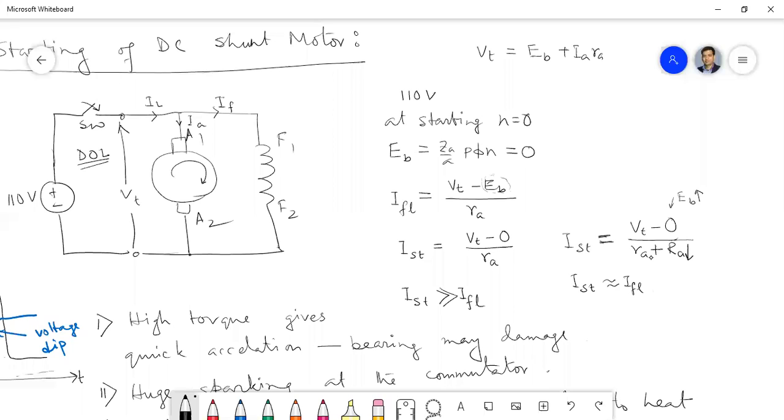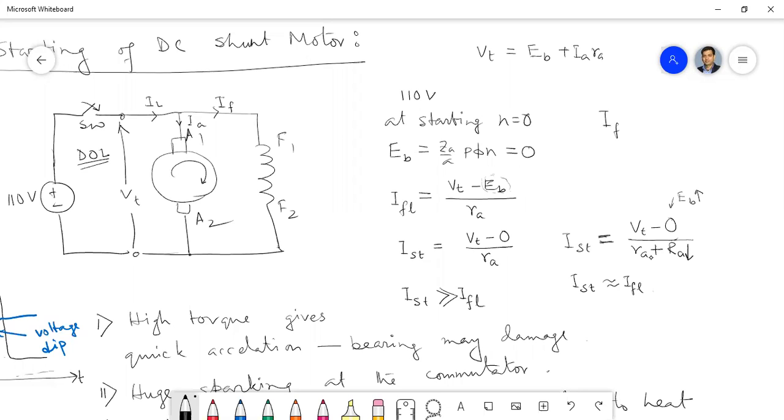Sir, instead of applying the full terminal voltage initially, can we apply a fraction of the full terminal voltage and then correspondingly increase the terminal voltage? Okay, so that means it is very clear.